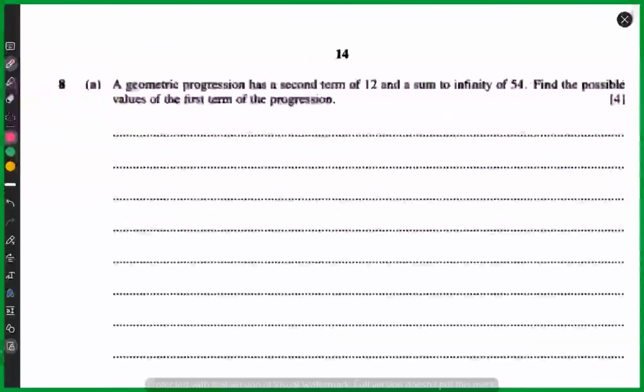Okay. This question says a geometric progression. Now this has been specified. A geometric progression has a second term of 12 and a sum to infinity of 54. Find the possible values of the first term of the progression. Okay. Now please pay attention. It's a 4-mark question, so it certainly means that we'll have to do a few steps to find the value.